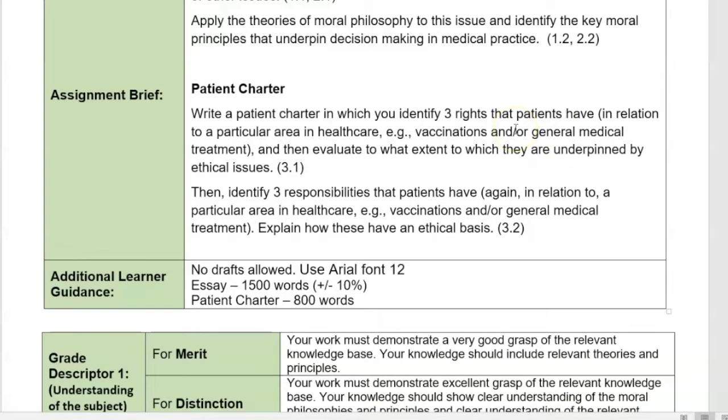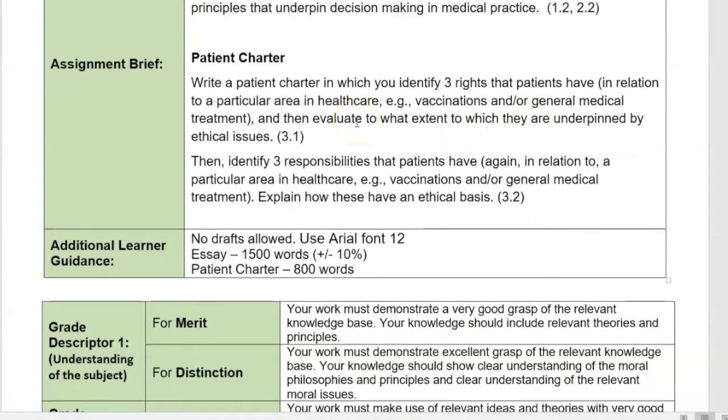Then the second task is a patient charter. It doesn't have to be presented in a particular way, in which you discuss 3 rights and 3 responsibilities and link those to either the moral philosophies or the moral principles. And I'll explain that a little bit further in a second.